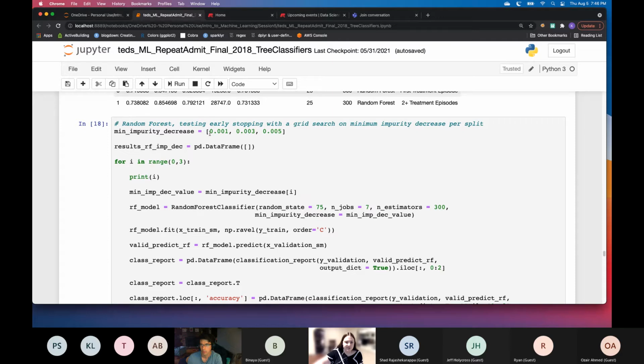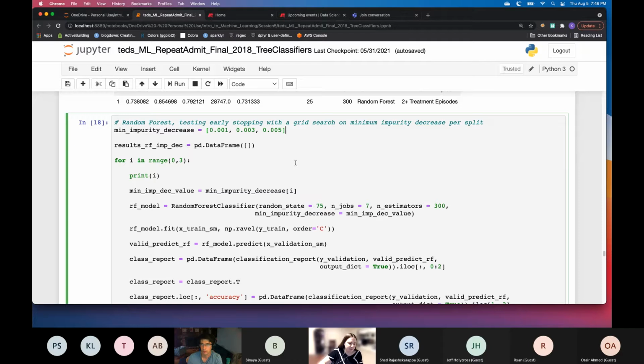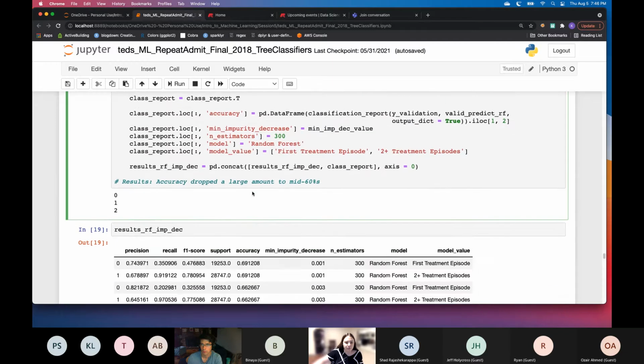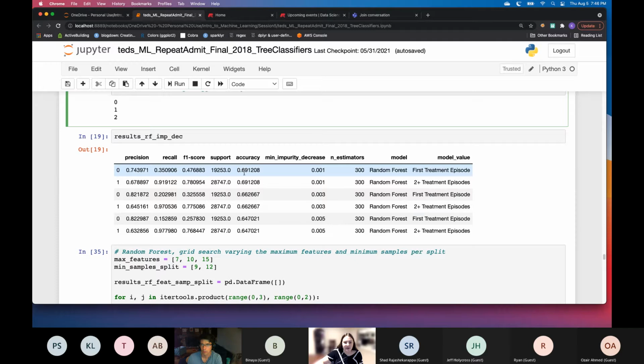Minimum impurity decrease. This one is hard to tweak, and in general, it's hard to get right. So it's basically as the impurity gets smaller, your model's getting better, and it has to hit a certain level. Once it hits a certain level, it can't keep going. Down here, we're seeing that as I increase that number, it's getting much, much worse. Our model is tanking basically as it goes up. And even with a small impurity decrease limit, it's still not doing very well. So this is also probably not our best option.